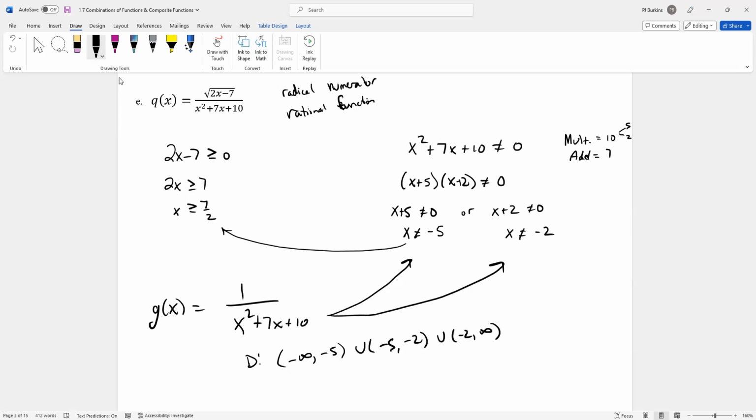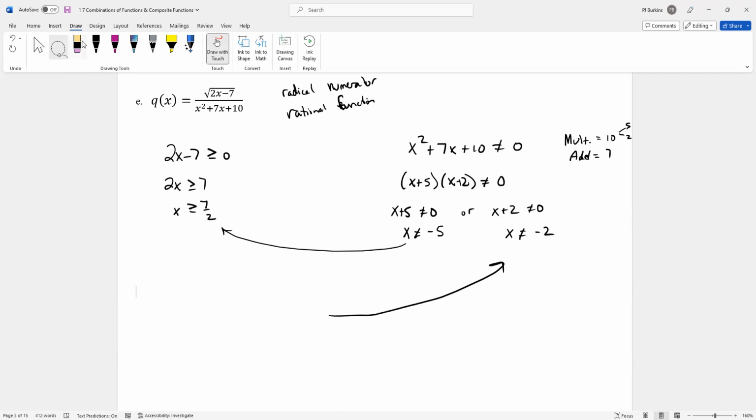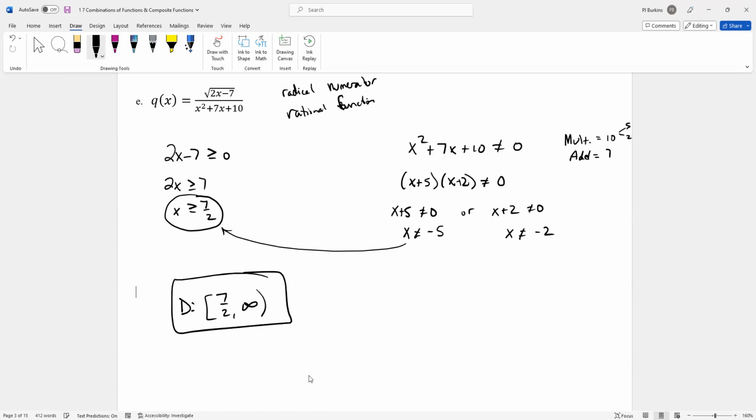However, because we have that numerator as well, this is not the case. Okay. And because of that, we have to take the thing that is most restrictive, which is x has to be greater than or equal to 7/2, right? Because that cuts off all the negative side altogether. So in fact, the domain is 7/2 to infinity. Okay.